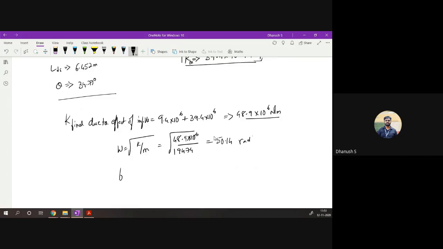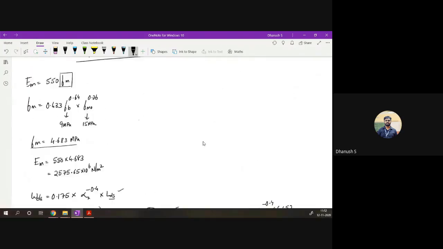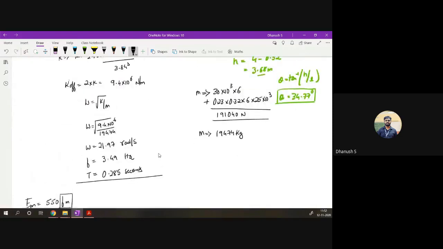What is frequency? 7.98 hertz. Your time period will be 1 by that answer, 0.125. This is fine. Now compare these three values with the values that we got there. How much was the value that we got there? 21.97, 3.49.